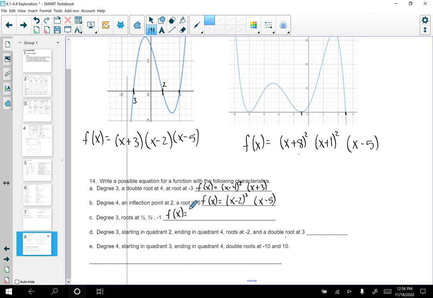Degree 3, roots at, so here it's nice, we get 3 roots, no repeated, so we can simply do x minus 1/2, x minus 3/4, and x plus 1. Perfect.